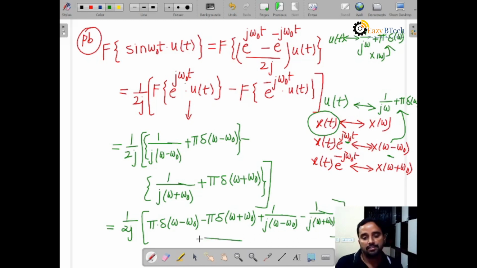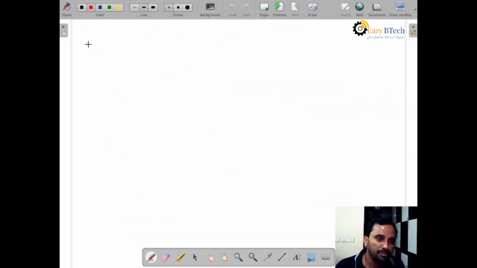Okay, so this is the answer for sin omega naught t u of t. For example, if we have sin 2t u of t, omega naught is 2. So in the place of omega naught we get 2 here, 2 here, 2 here, 2 here. That is omega naught. And in the similar way we can do cos omega naught t u of t, in the same fashion.